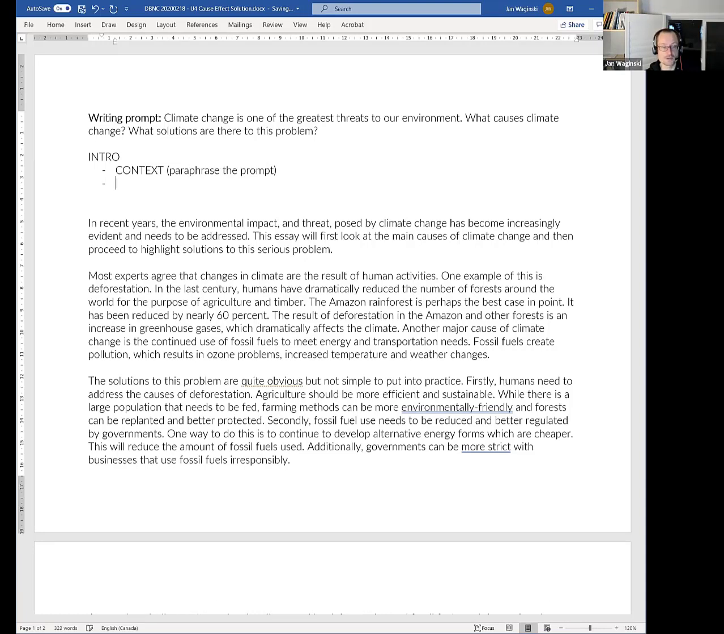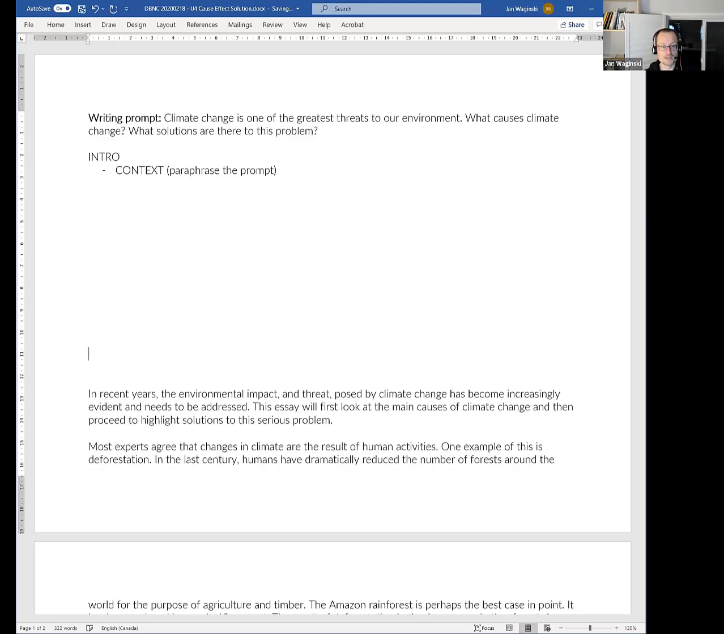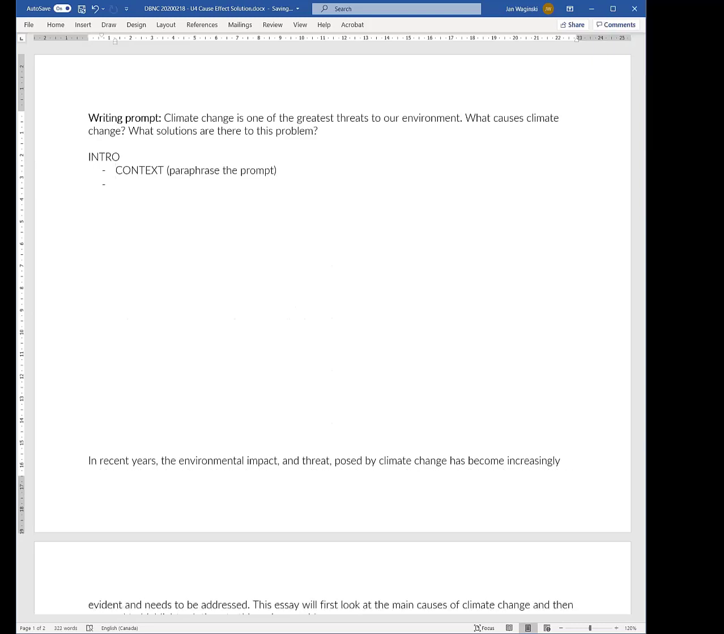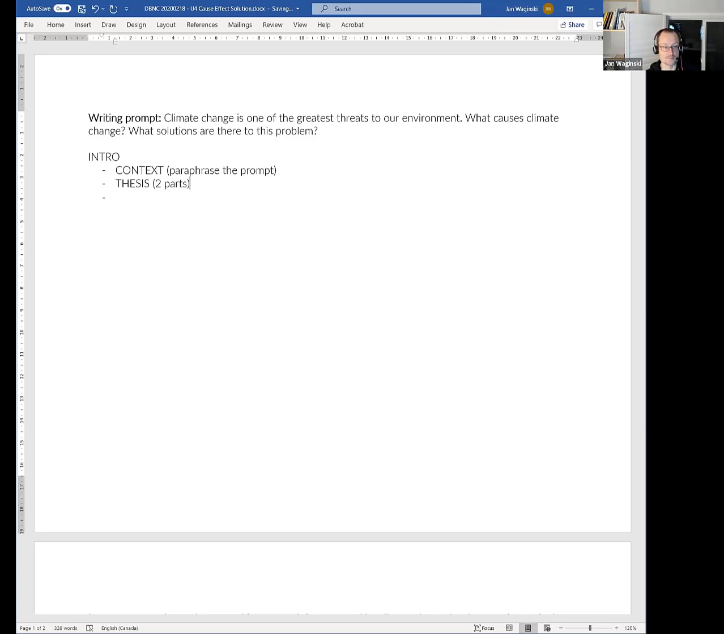Okay, so I just want to very quickly go over the structure first, and then we'll start the writing part. What would be the next sentence in the intro, Sylvia? So the next one will be about this, what is causing this climate change? Yes. And what do you call that? Your answer to the question is your... Thesis, good. And in this case, it's going to have two parts. Because there are two questions, so you need a two-part thesis to answer them.